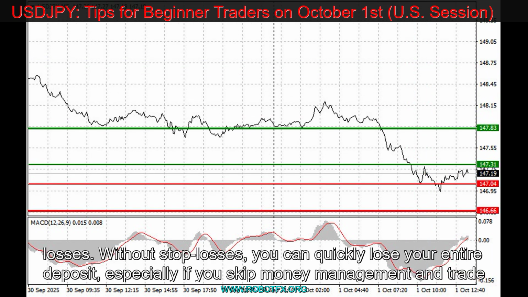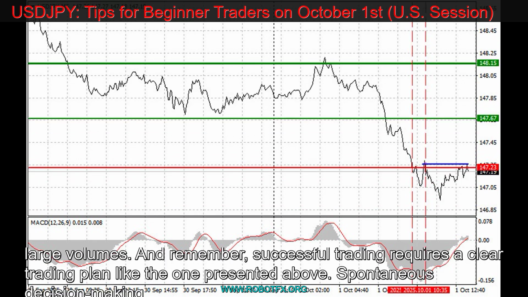And remember, successful trading requires a clear trading plan like the one presented above. Spontaneous decision-making based solely on current market moves is an inherently losing intraday trading strategy.